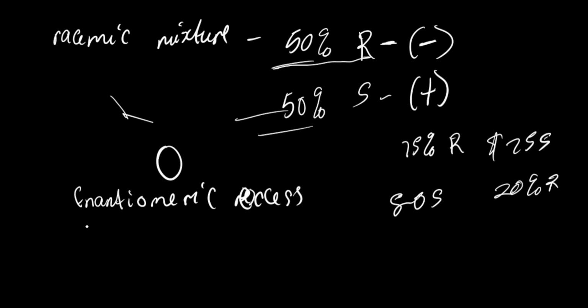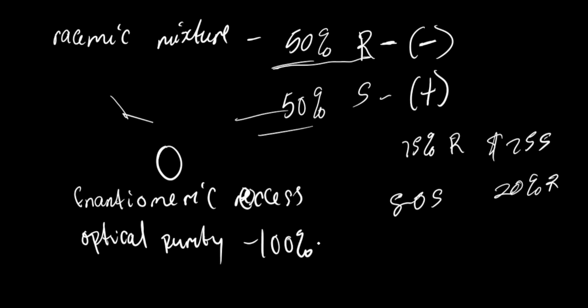Now, a sample is said to be optically pure when it contains 100% of the compound that has a specific configuration. So an optically pure compound would be 100% R or 100% S. Okay, it's optically pure. It doesn't contain some amount of R and some amount of S in the same sample. Okay, now what exactly is the enantiomeric excess?